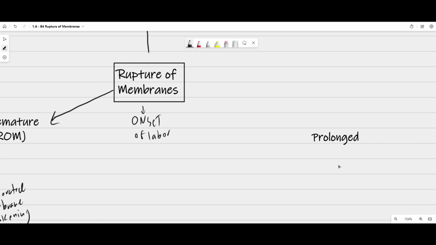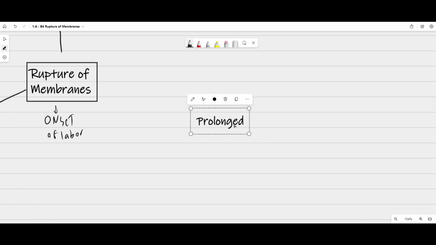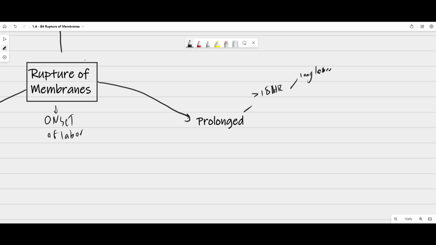Let's go to our other side, which is prolonged. So we have our rupture, and it goes on for what we like to call 18 hours. 18 hours is when we start classifying it as prolonged. This can be due to a couple of things. It could just be a long labor, so labor that's just taken a little too long.